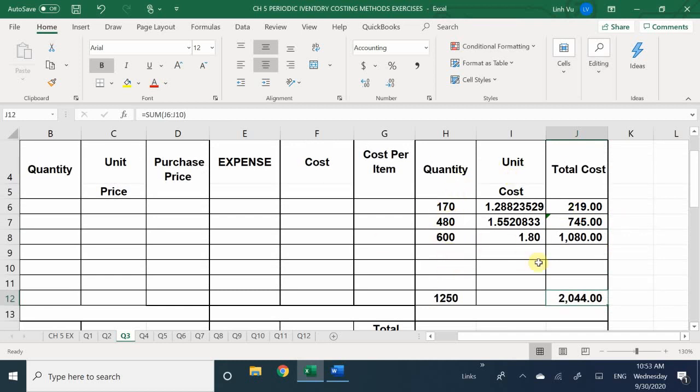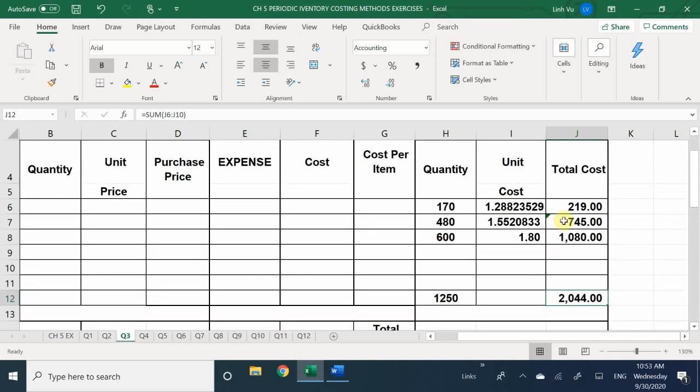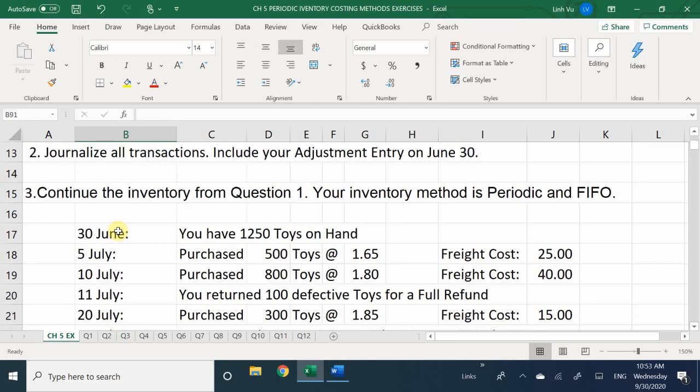Okay, so here I've adjusted and I've recognized, and this is my new inventory on hand, right? I started off, I'm keeping it in order on how I made the purchases, okay? So let's go ahead and go into the exercise and see what we have to deal with next.